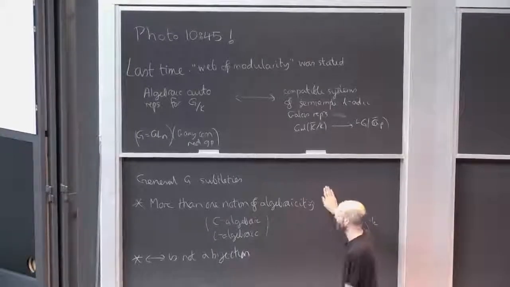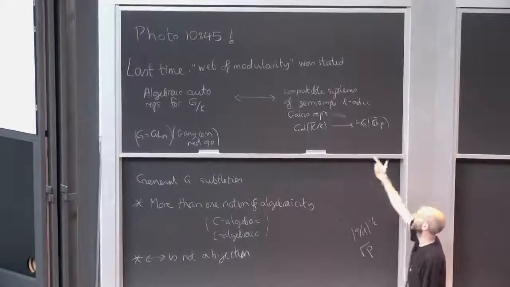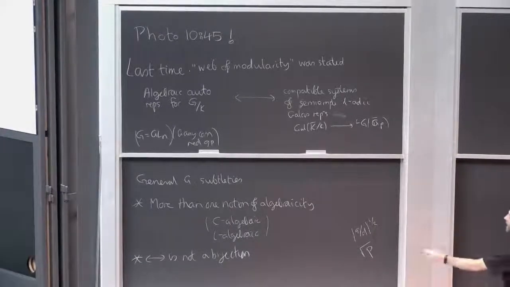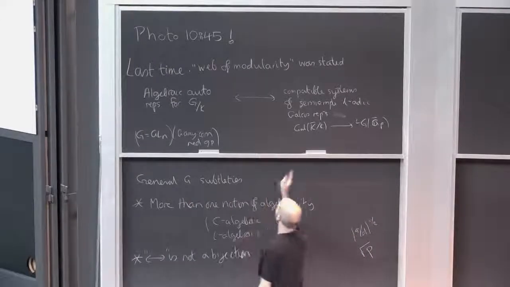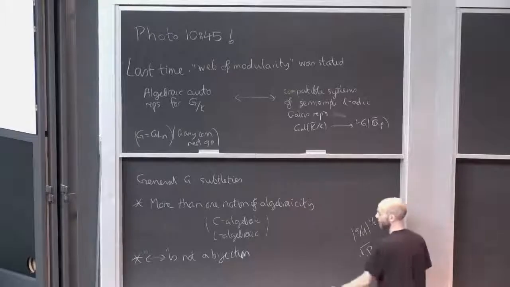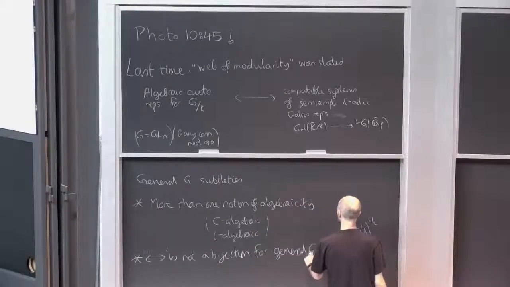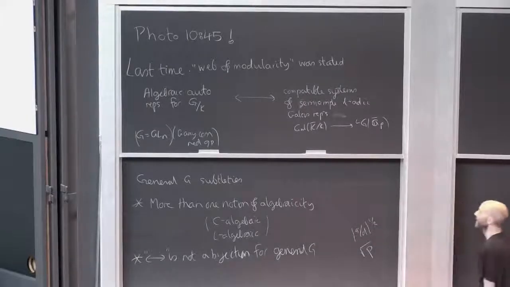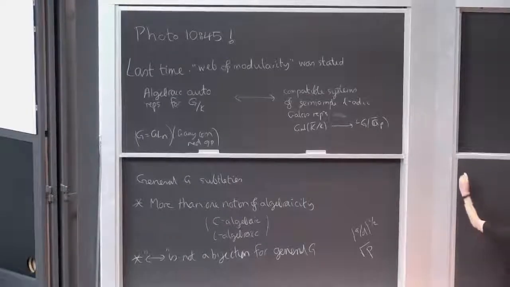So there's more than one notion of algebraicity, so you have to figure out exactly which of the algebraic things are supposed to be matching up. And then this thing here that looks like a bijection is not a bijection for general G. And again, it turns out that's for several reasons.